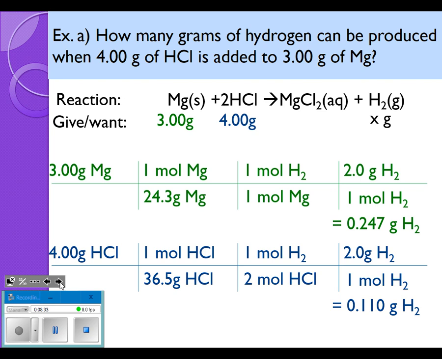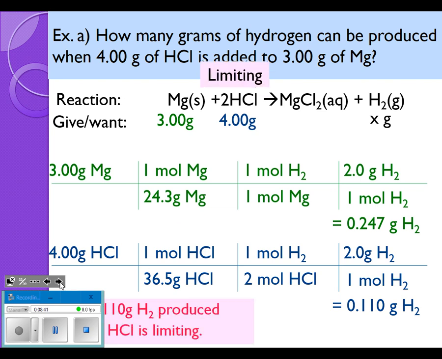The lower amount is the 0.110 grams of H2. So that's the amount that can be made, and HCl is going to be our limiting reactant. That's the kind of question I would ask you on the test. And I would say, how many grams of hydrogen are made, and what's the limiting reactant? This is exactly what you'll be expected to do on the test.